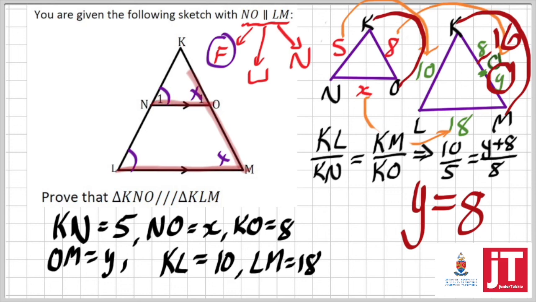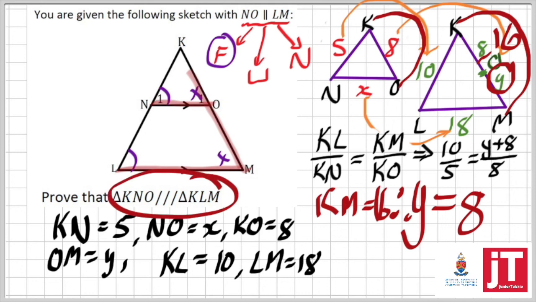Is it really that simple? Yes, it is that simple. But you've just got to be able to explain that this is because the sides are in proportion. So you would have to write that KM is 16 and give a reason why, therefore y is 8. Please be careful, grade 9s, of throwing away all of the reasoning. You still have to give reasoning, and the reasoning is that the triangles are similar.